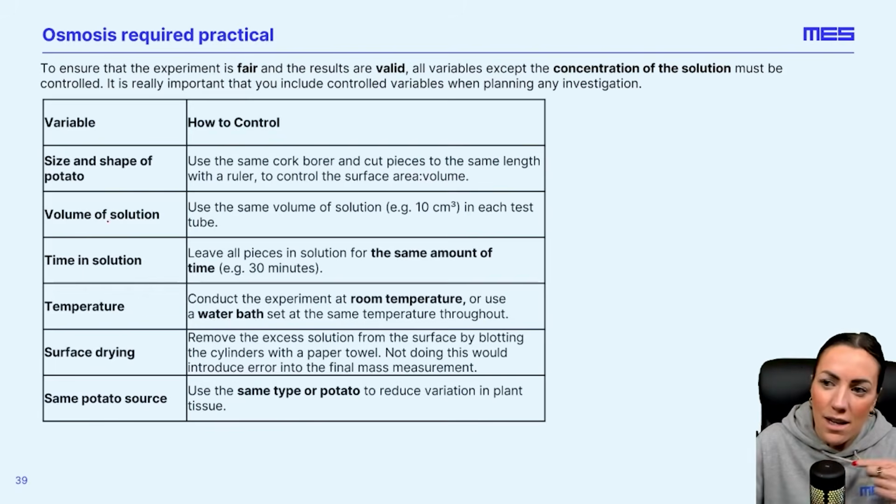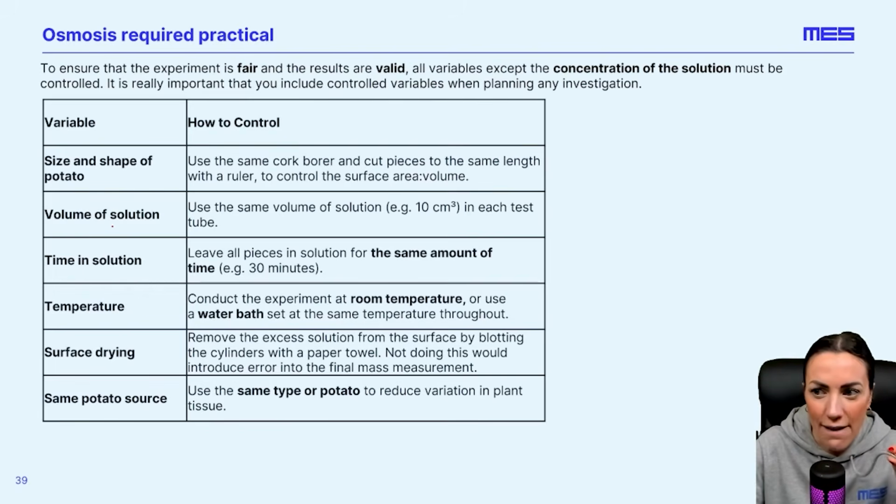So a list here of some of the key control variables: the size and the shape of the potato, so the length, the diameter of the potato cylinders. If you use the same cork borer that has the same diameter and you make sure your potato cylinders are the same length by measuring them with a ruler, then the size and shape should be the same, and hopefully the surface area to volume ratio has been controlled. Use the same volume of solution in each test tube, and you should be using enough so it fully covers or submerges your potato cylinders.